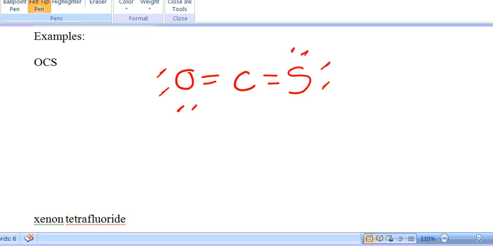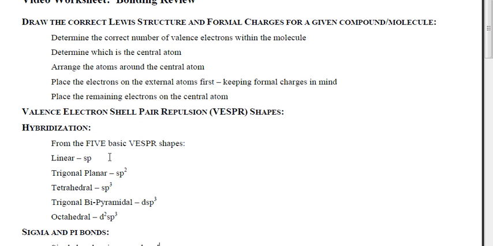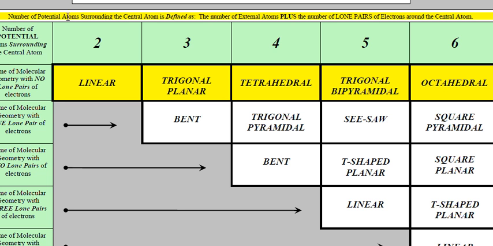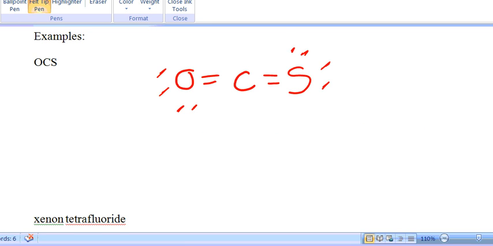Now the next thing is the VSEPR shape. Well, from our chart, we have 2 external atoms plus no lone pairs of electrons. Again, from our chart here, the potential for this structure is 2, and potential again is defined as the number of external atoms plus lone pairs on the central atom. And since it has 2 external atoms and no lone pair, we have a linear shape. So this is a linear compound.